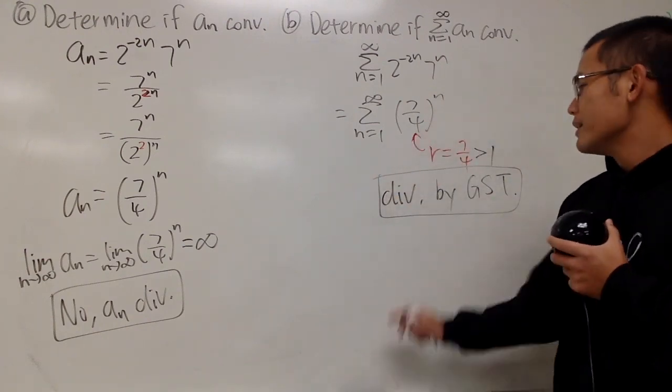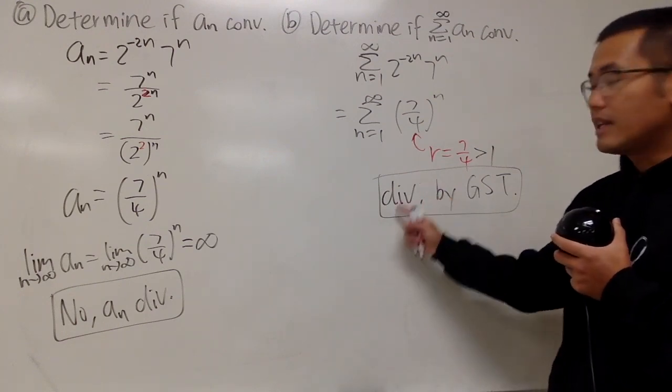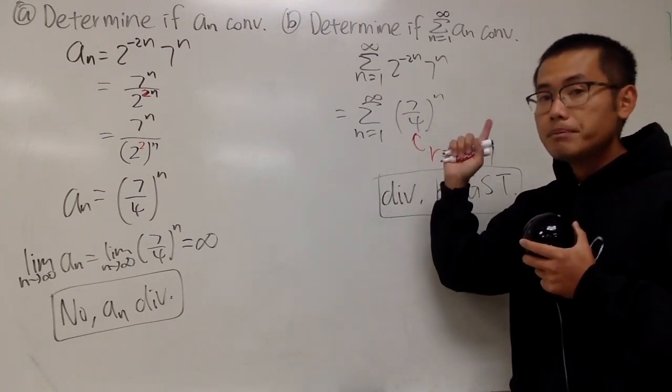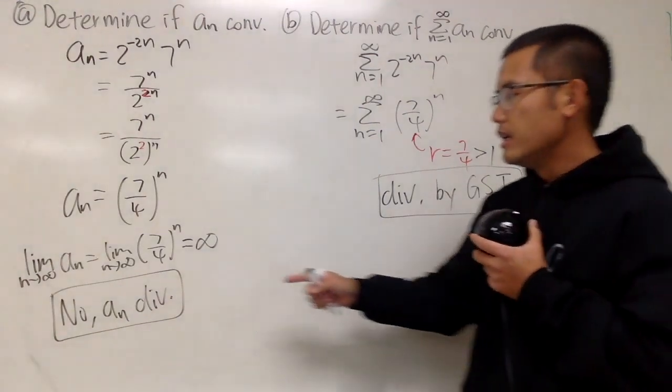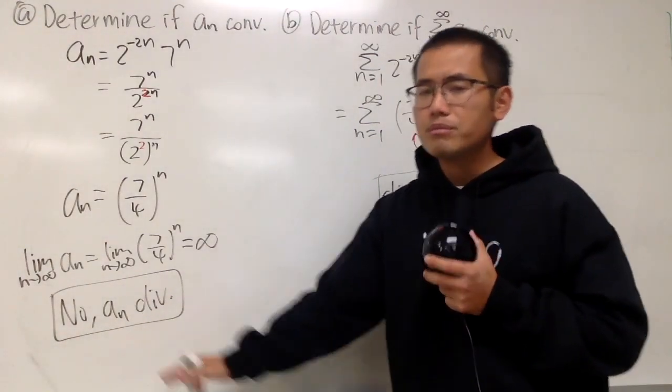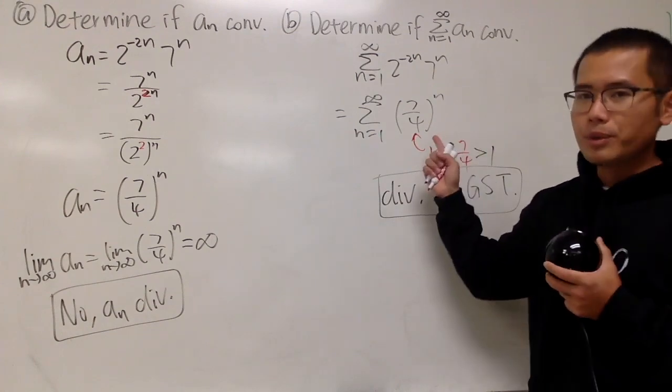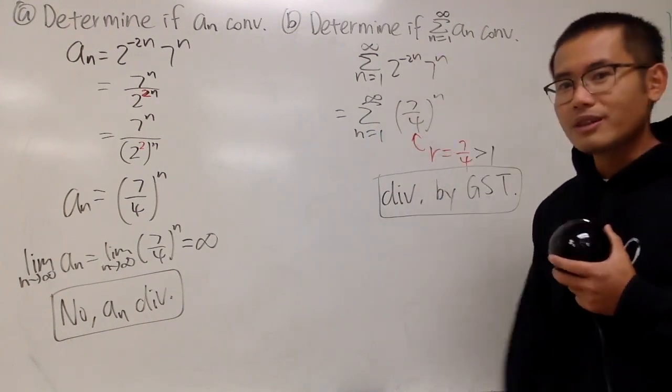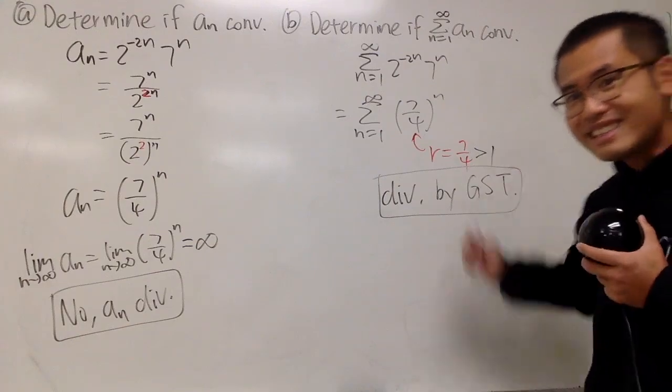And usually, this and that goes side by side. You can also say it diverges by test for divergence because an does not approach 0. One way or the other, I think this right here will be quicker if you're just doing this question on its own, right? So anyway, that's it.